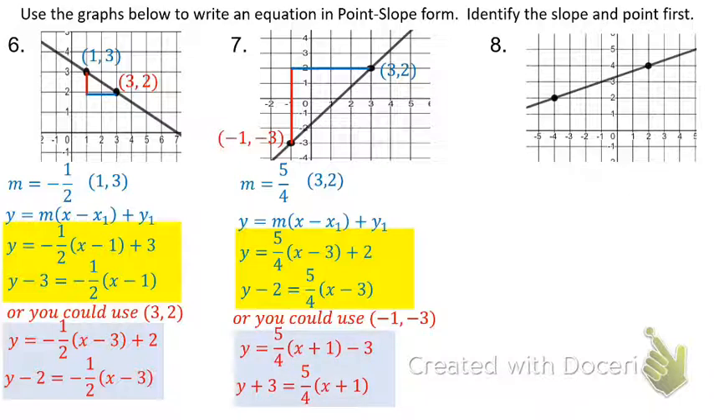Now again, the yellow and the blue equations may look different, but they're equivalent. They have the same value because they have the same slope, and if you were to distribute and combine like terms, you would get identical equations.